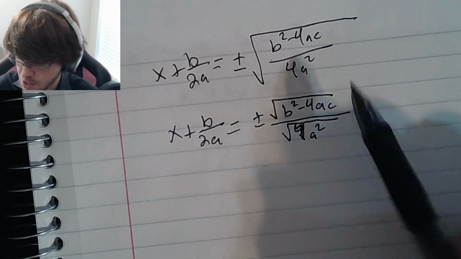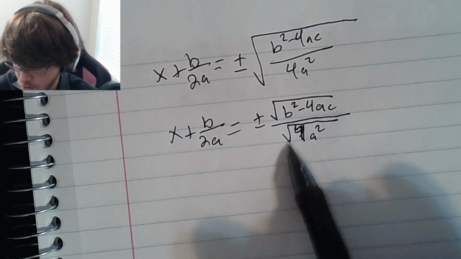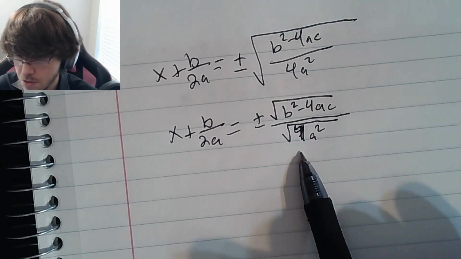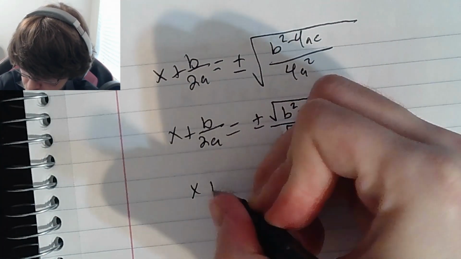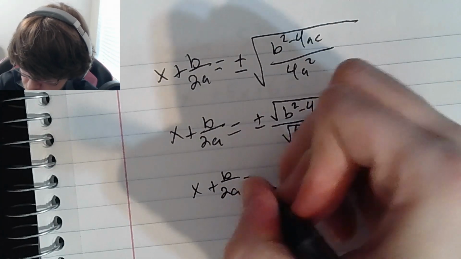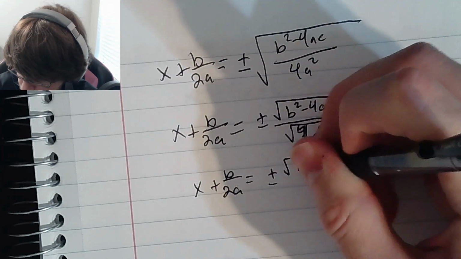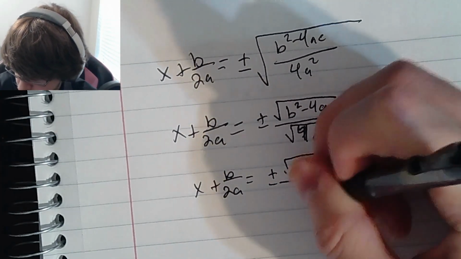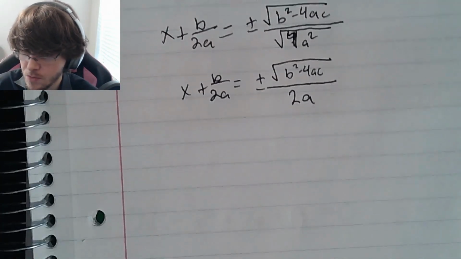That top part is actually part of the formula, so we can't do anything with that, but that bottom part, we can rewrite. So that is the square root. The square root of 4 is 2, and the square root of a squared is a. And we're actually finally almost done. We have one more step.